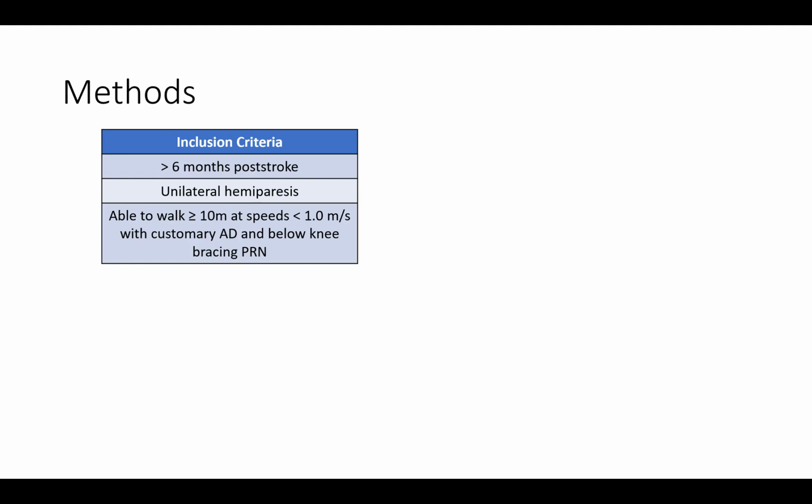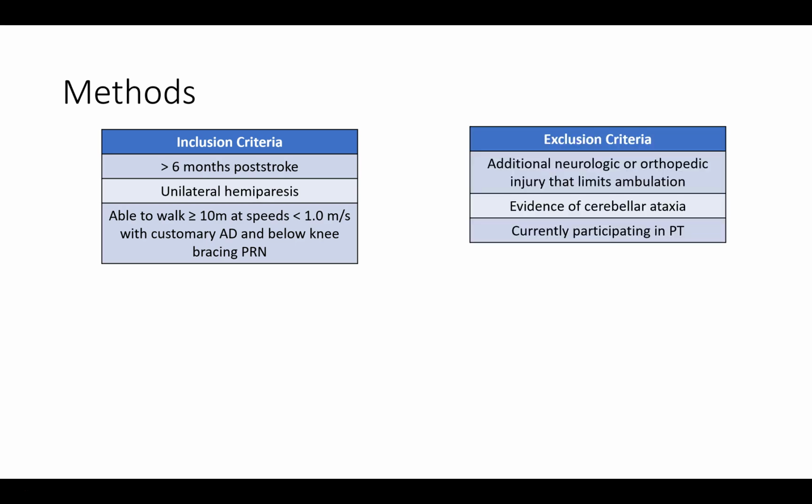So to answer this question, we recruited individuals that were at least 6 months following stroke and had a unilateral hemiparesis. They had to have walking deficits, but they also had to have some walking function. They were allowed to use their customary assistive device and an AFO if they needed to. We excluded individuals that had other neurologic or orthopedic injuries that might affect their walking. We excluded individuals that had cerebellar ataxia because we know the cerebellum is important in motor learning and we didn't want that to confound the results of the study.